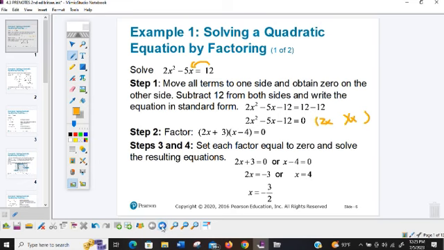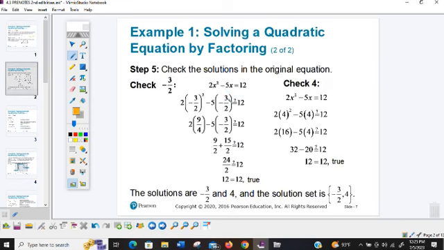Now you want to check those. Take the negative 3 halves and plug it back into the original equation everywhere you see an x, and you should end up with 12 on the left-hand side. 12 equals 12 is true, and it works. Take that positive 4 and plug it back in everywhere you see an x, and you end up with 12 equals 12 is true. So your solution set would be written like this: negative 3 halves and a positive 4.